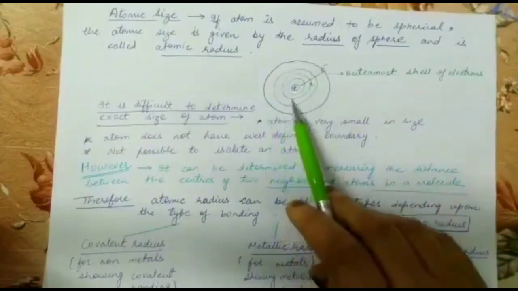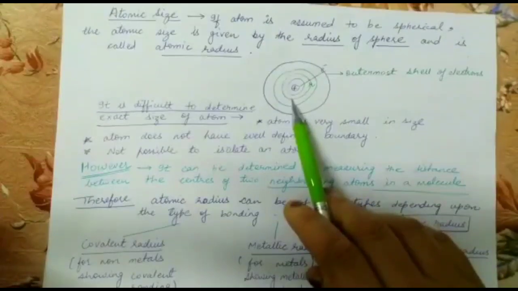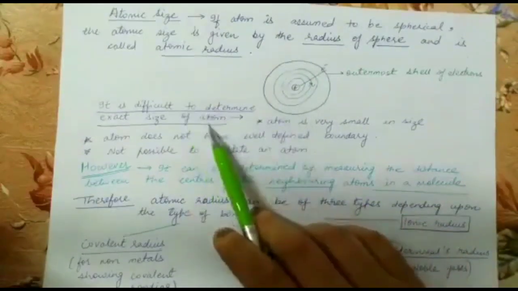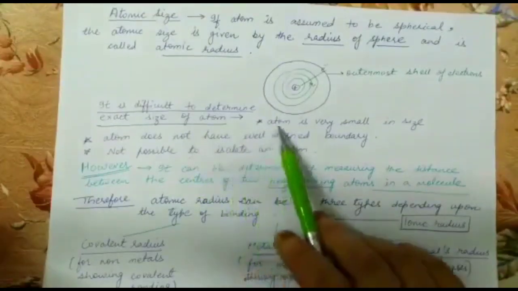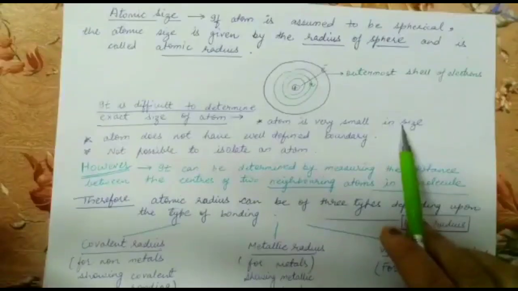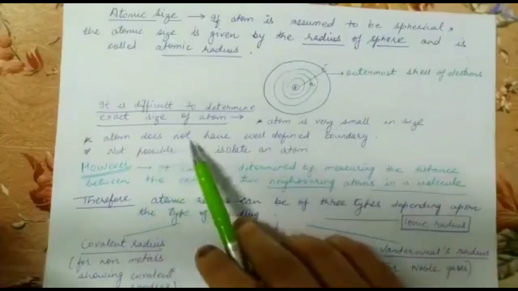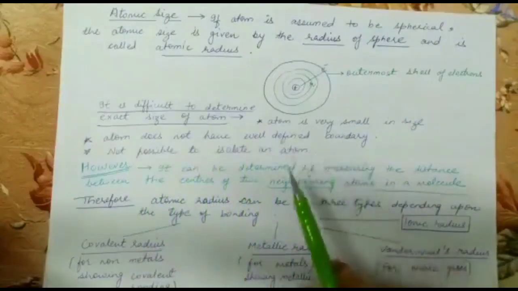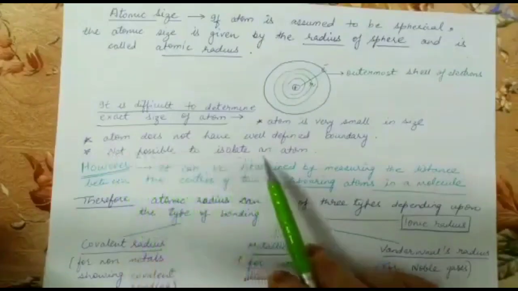Now is it possible to measure the atomic size or atomic radius of a particular atom? No, it is very difficult. What are the reasons? First, an atom is very small in size. The magnitude of atomic radius is of the order of 10 to the power minus 10 meter. So atoms are very small in size. Second, atoms do not have well-defined boundaries. Third, it is not possible to isolate an atom.